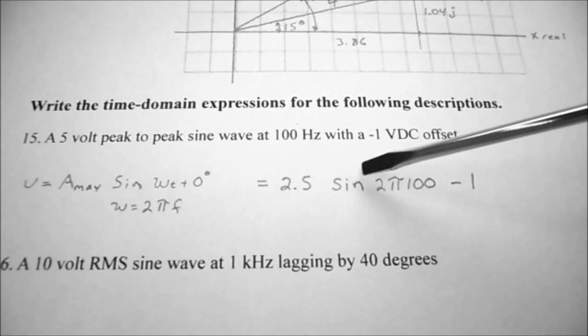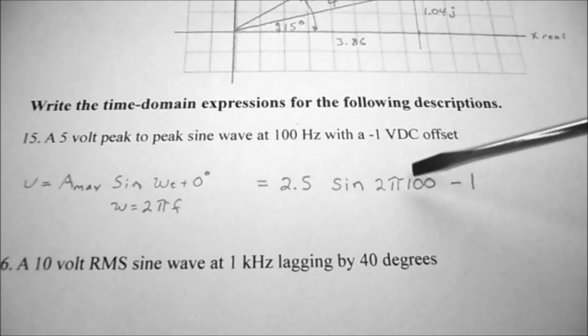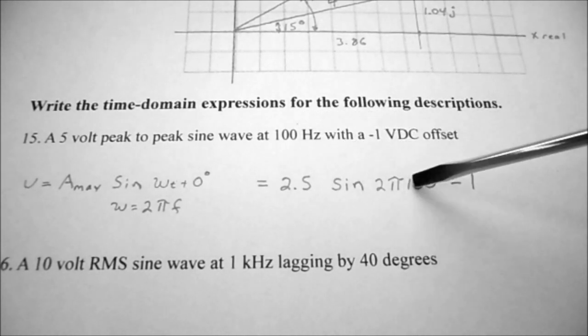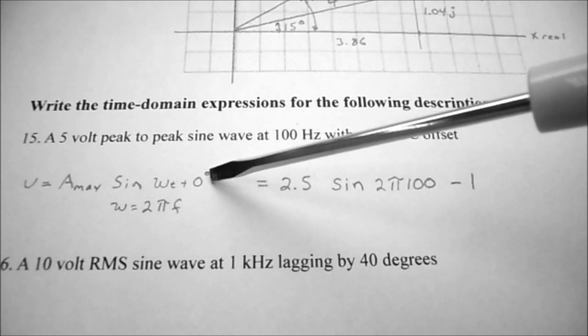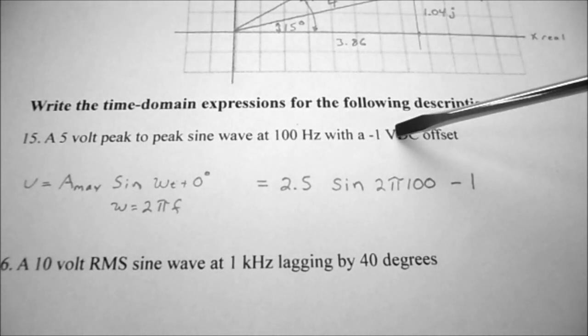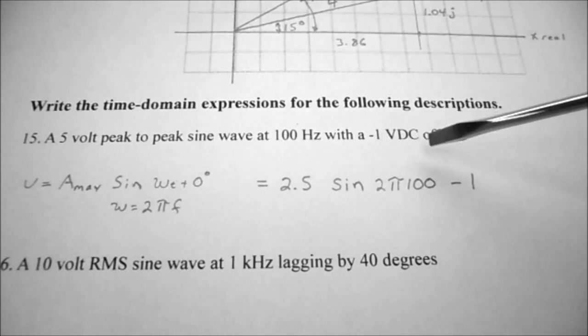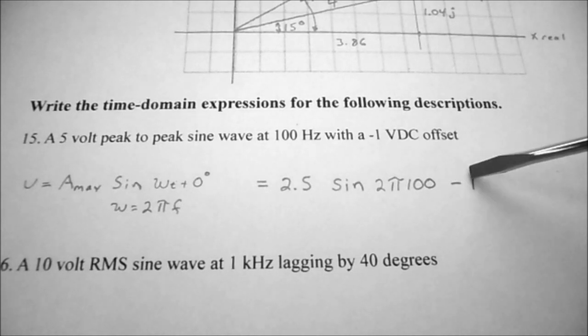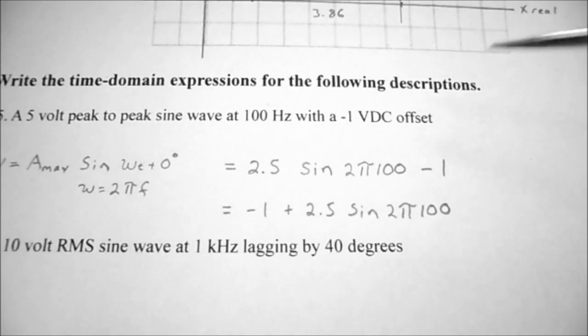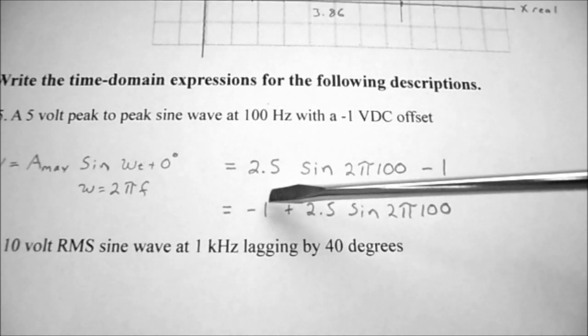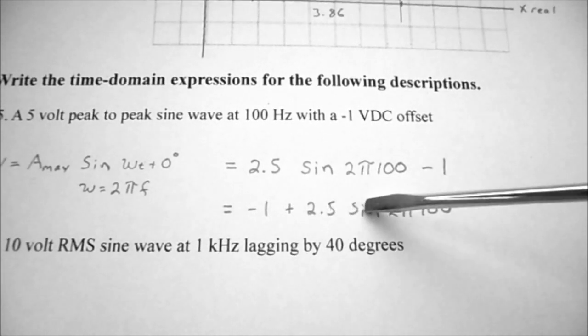Followed by sine of 2 pi frequency, and the frequency is 100 hertz. Now there's no phase offset to this waveform, but there is a DC offset of -1 volt, so we just put in -1. We could also write the answer as -1 plus 2.5 sine 2 pi 100.